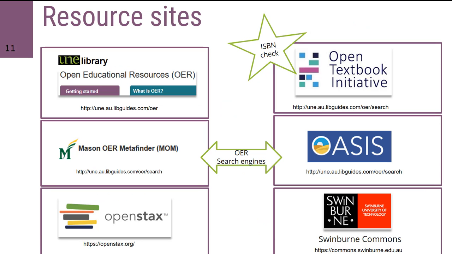There are also links to the Open Textbook Initiative, so if you would like to adopt a different resource, a free resource perhaps, as an alternative to a current textbook, you can use the ISBN of your current textbook and put it into the Open Textbook Initiative search, and it will find other resources which might be suitable that could match.